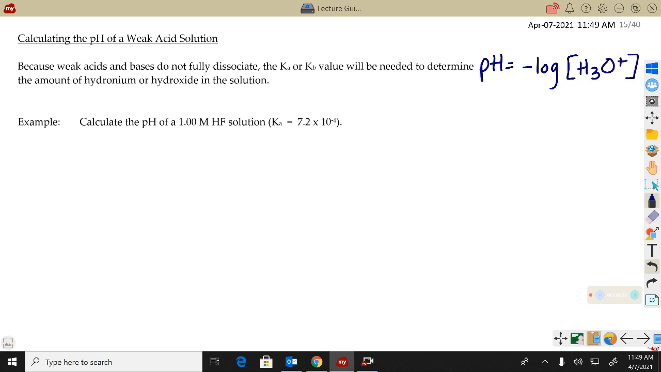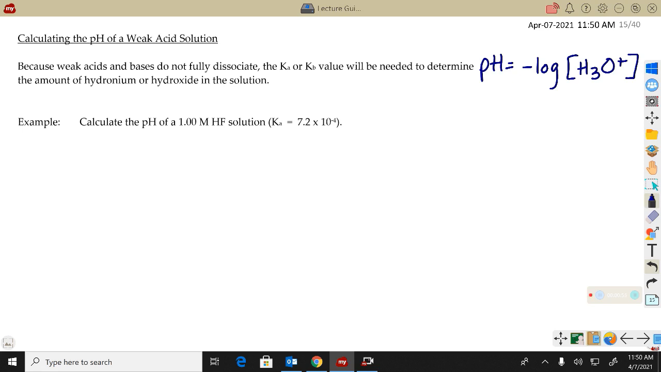The problem with a weak acid is that it does not fully ionize. So just because I have a 1 molar solution of weak acid doesn't mean that I'm going to get 1 mole of hydrogen. But that's what I need in order to calculate pH. I need the concentration of hydrogen or hydronium. So we're going to have to approach it from a different angle.